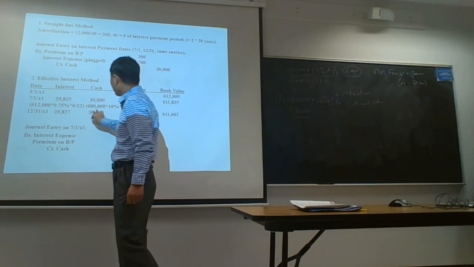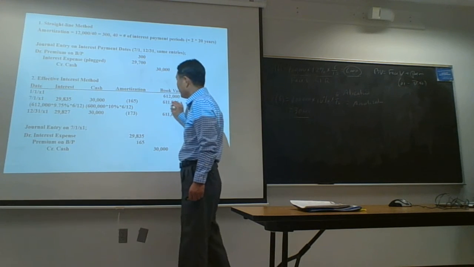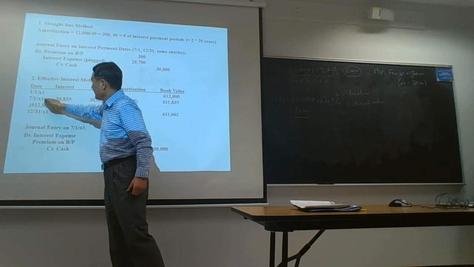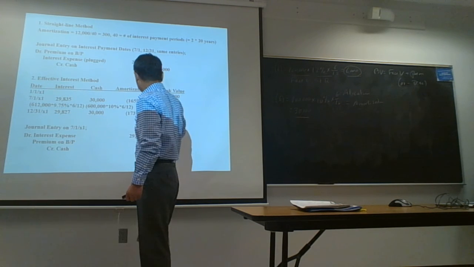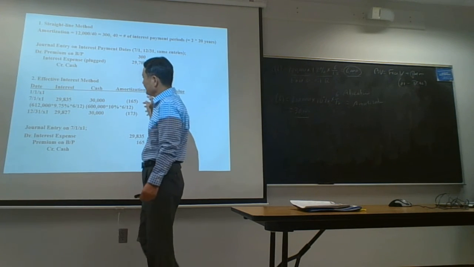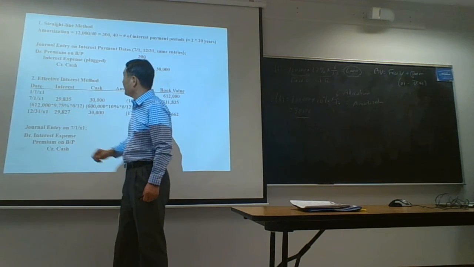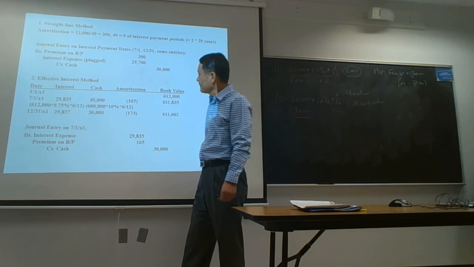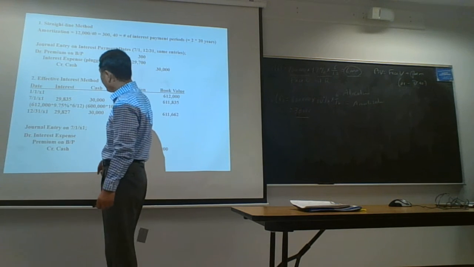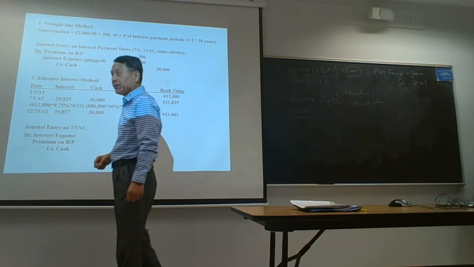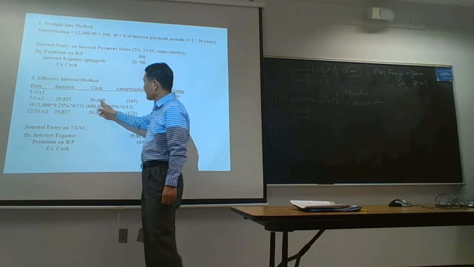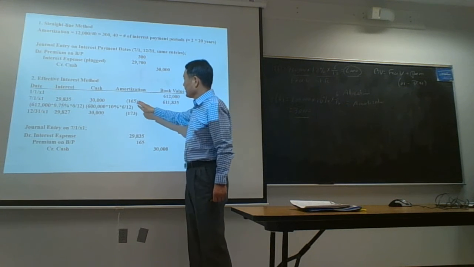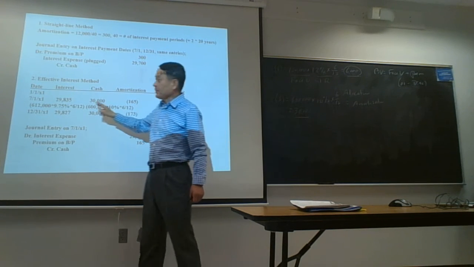Interest expense, cash payment, amortization, and book value. This six months interest expense is based on the beginning book value, 630,000, and the 9.75 market rate, the effective rate. So six months interest expense is 28,835. And the six months payment is 30,000 from this, and amortization is the difference between these two.